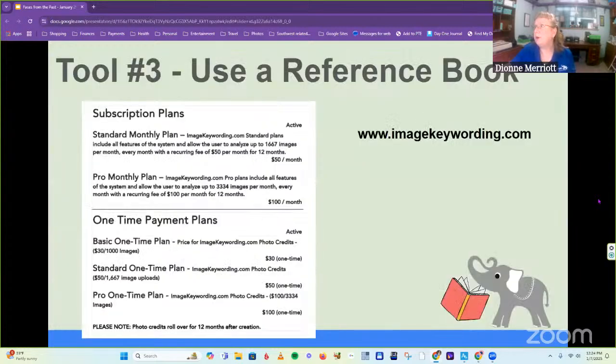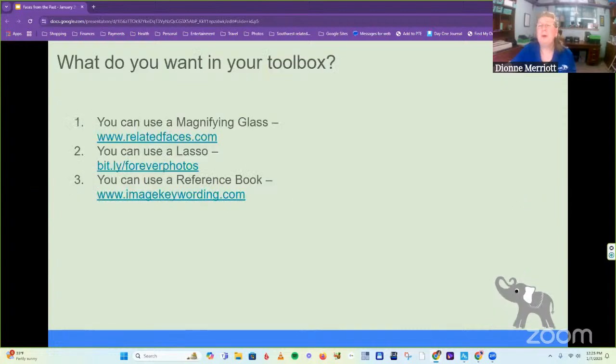The way imagekeywording.com works is it is a subscription plan or a one-time payment, just depending on what works better for you. If you're doing a lot of images, you might want the standard monthly plan, or if you're just doing a few images, you can just do the credits and then use those as you go. And so that's another option for you, helping you to get the keywords in there and get it where you maybe have some more information that you didn't have before. So I know that one was short, but that's the image keywording and how that works.